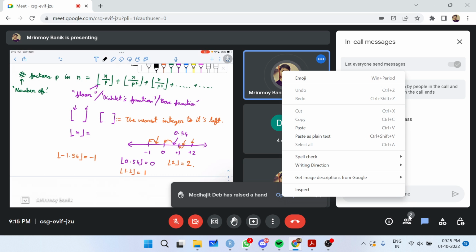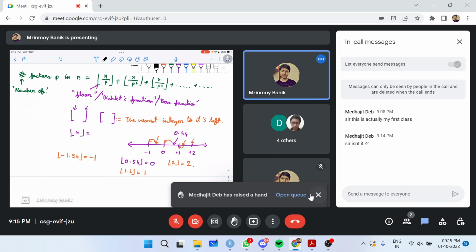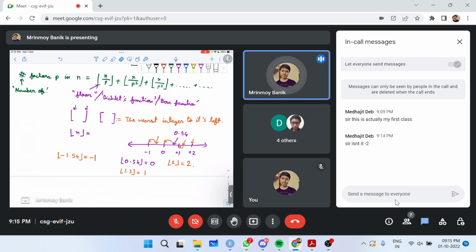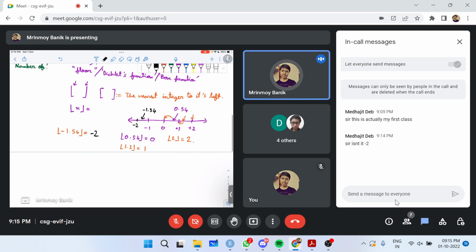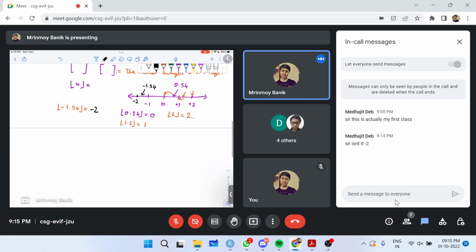Oh yeah, sorry. Medhajit pointed out I got minus 1.54 wrong. Thank you for pointing out the mistake. So minus 1.54 is located here between minus 1 and minus 2. And that means when you take the box, it's minus 2 and not minus 1. Sorry for the mistake. Thank you.